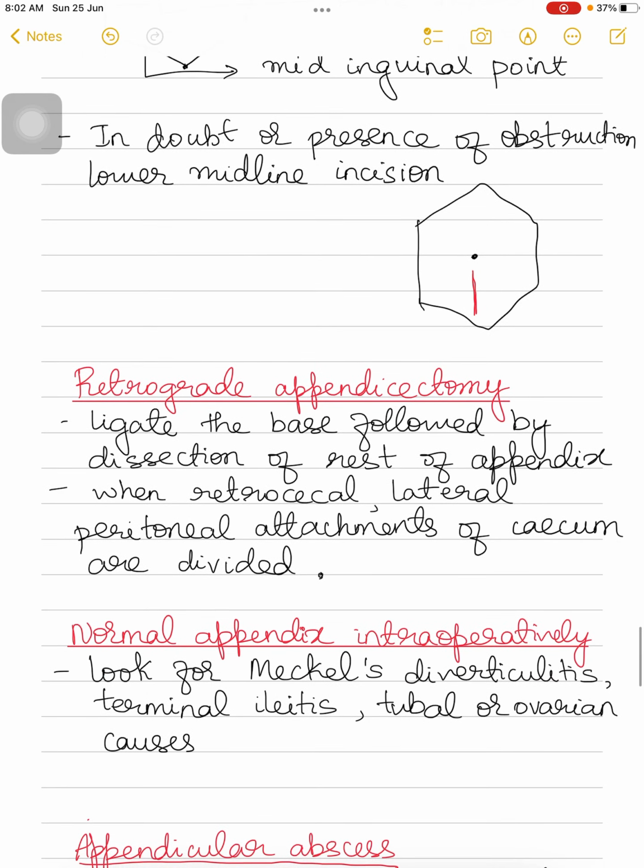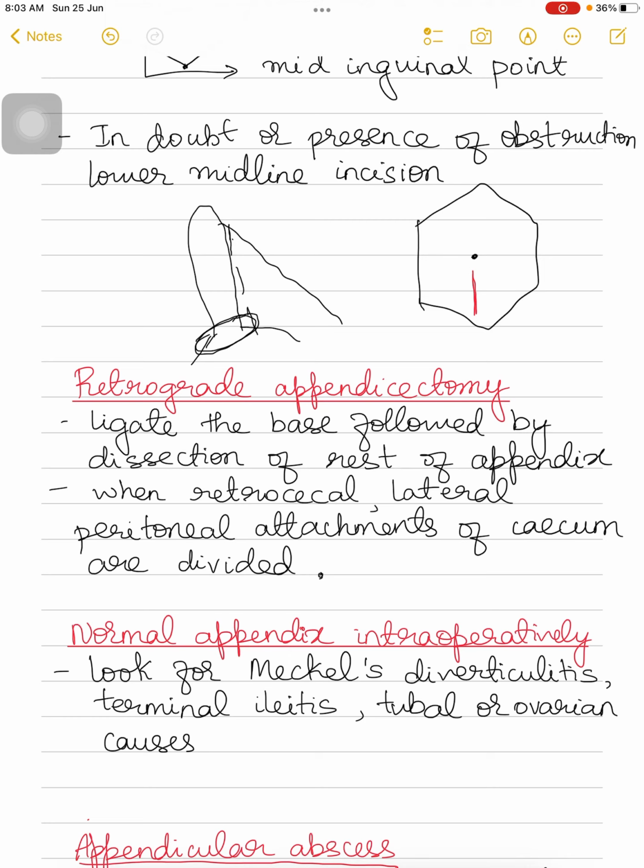So what do you do in appendicectomy? Once you identify the appendix, you have the appendix and you have the mesoappendix like this. You start ligating and dividing the mesoappendix and bare out the appendix, and ligate the base of the appendix. Identify where it is entering the cecum. Ligate the base of the appendix and take it off.